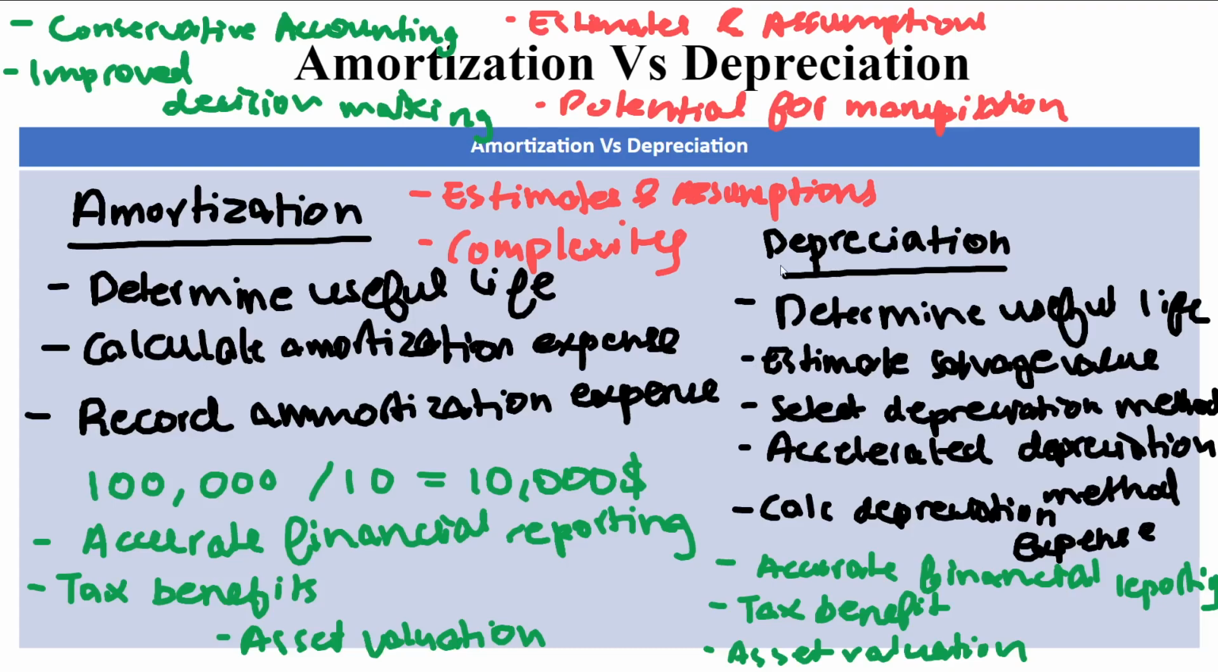And then lastly, we have complexity, which is again the same thing with amortization. So different depreciation methods can lead to varying results and require careful consideration. So that is pretty much it for amortization and depreciation. So I've gone through each of the concepts, explained an example along with the pros and cons of each of them.